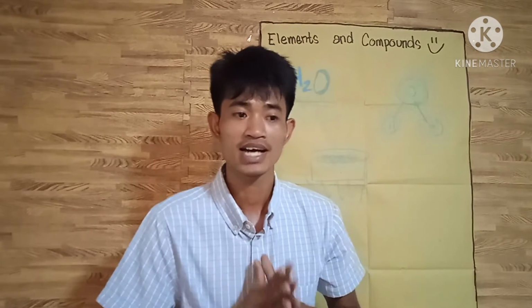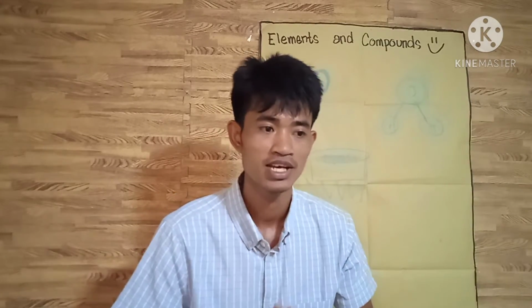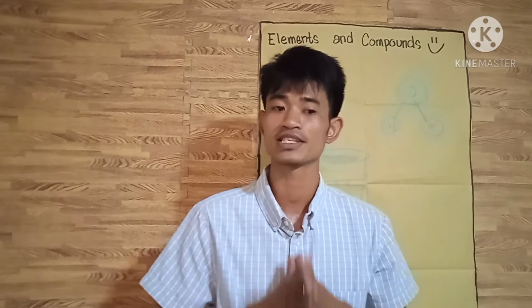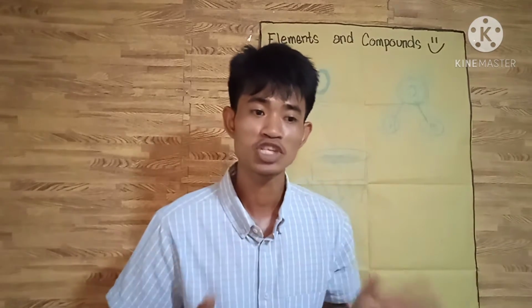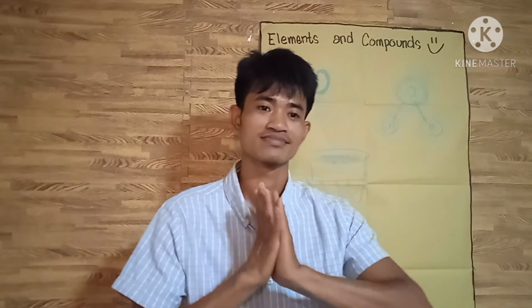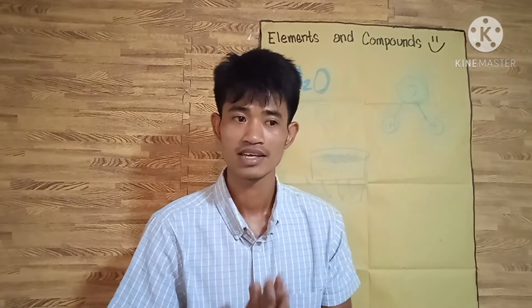Each atom has an atomic number, which represents the number of protons in the nucleus of a single atom of that element. The periodic table of elements is ordered by ascending atomic number. So now I will discuss with you the chemical reaction.